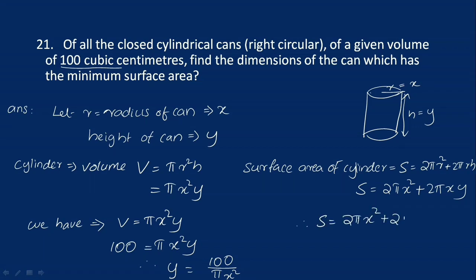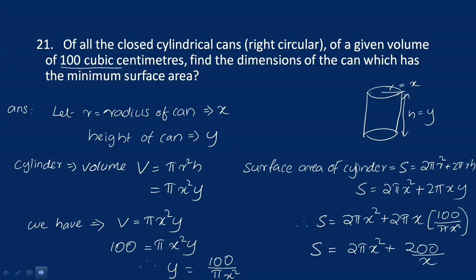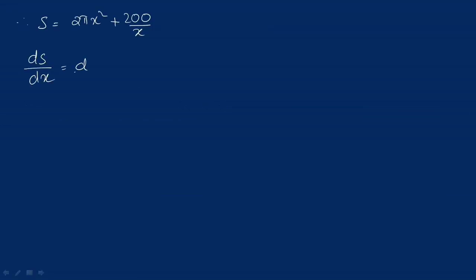So we have surface area S is equal to 2 pi x square plus 2 pi x y. Instead of y we are substituting 100 by pi x square. So we have 2 pi x square plus 2 pi x into 100 by pi x square. Cancelling pi x from numerator and denominator, the remaining is 2 pi x square plus 200 by x. So we have S is equal to 2 pi x square plus 200 by x. We want the surface area to be minimum, so we first want to find the minimum surface area.